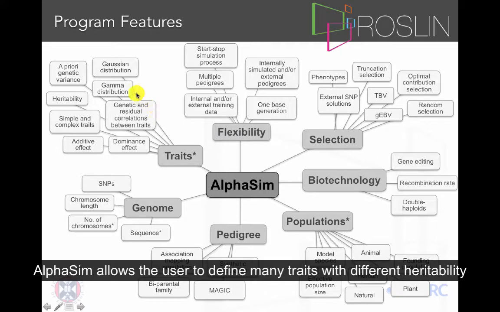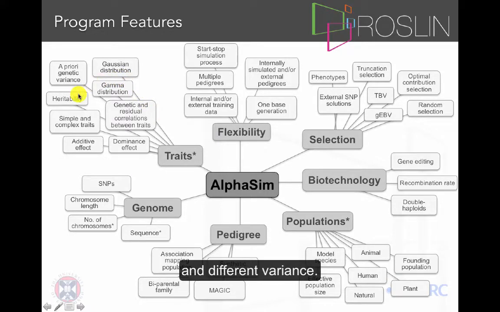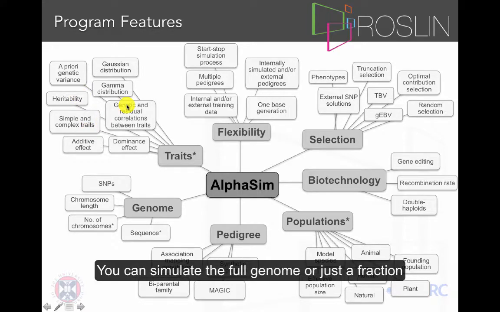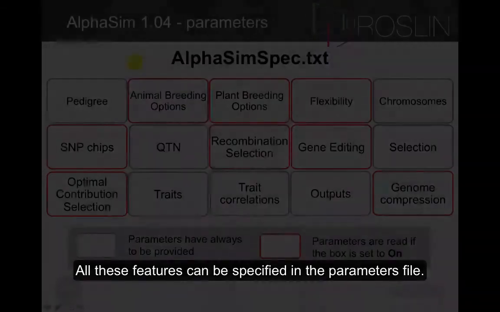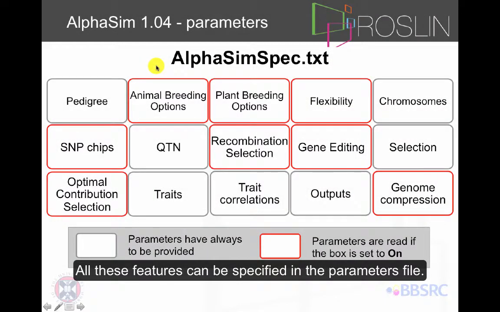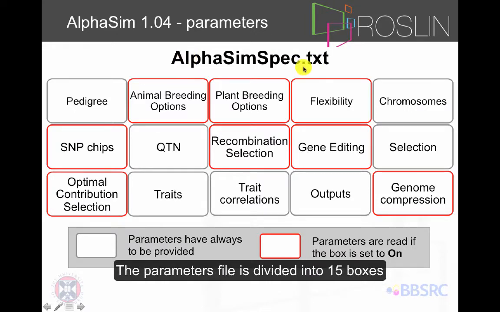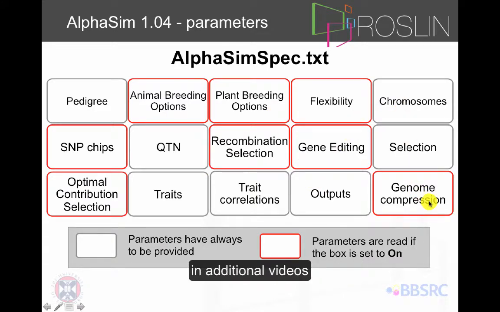AlphaSim allows users to define many traits with different heritabilities and different variances. You can simulate the full genome or just a fraction, changing the number of chromosomes. All these features can be specified in the parameters file. The parameters file is divided into 15 boxes that we are going to explain in detail in additional videos.